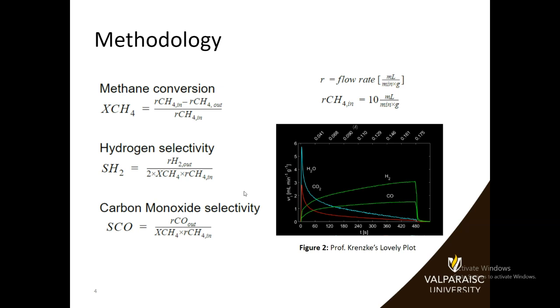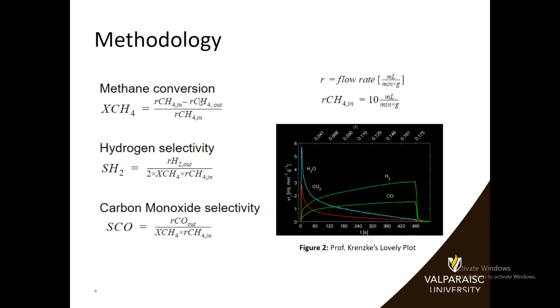So we're talking here about three quantities versus delta, the non-stoichiometry. So let's dig into it. The first quantity is XCH4, the methane conversion. The second is, as we said, the hydrogen selectivity, and the third is the carbon monoxide selectivity.